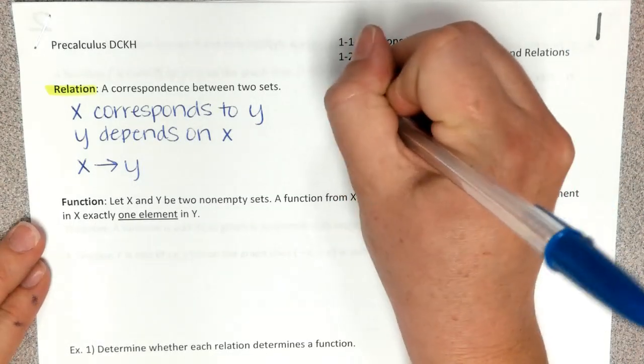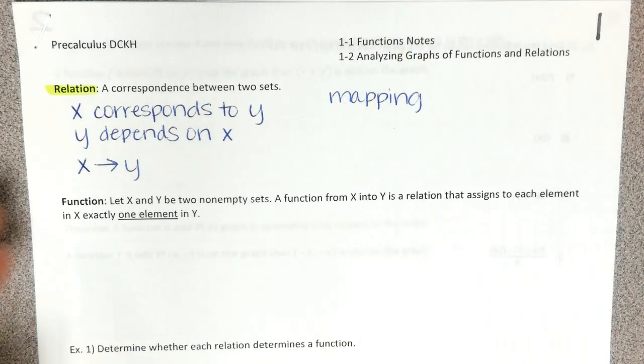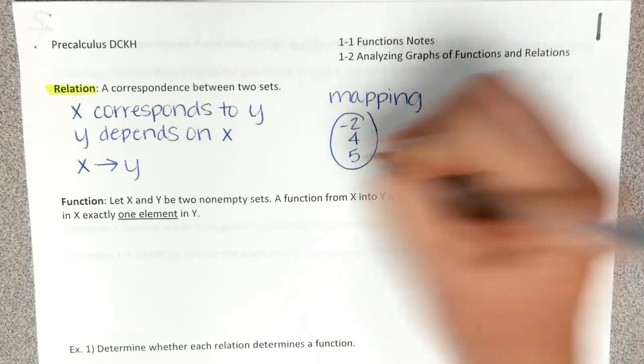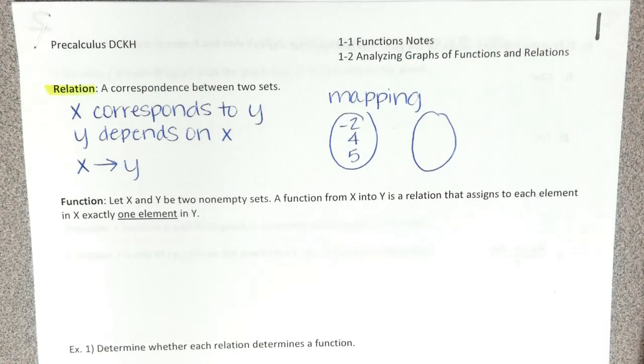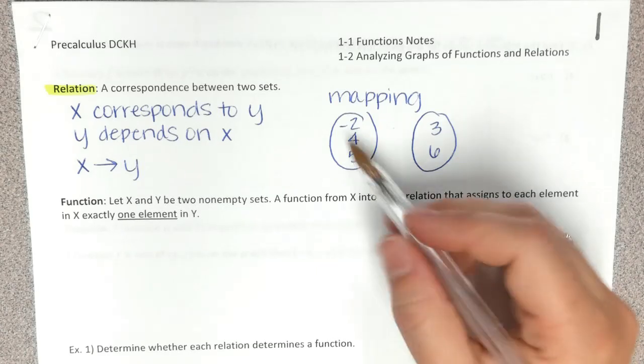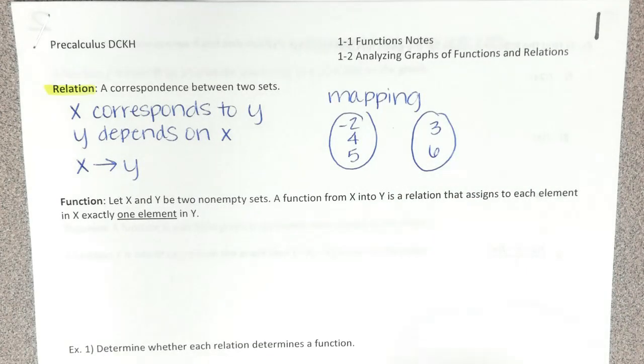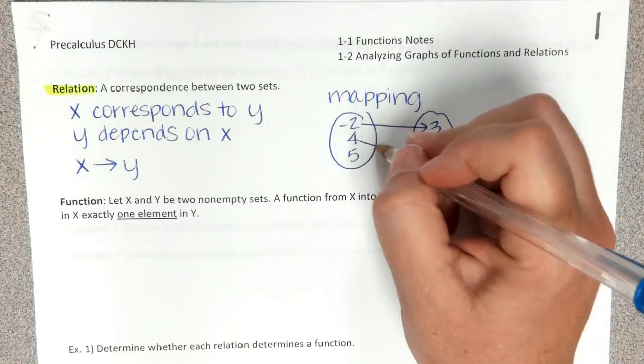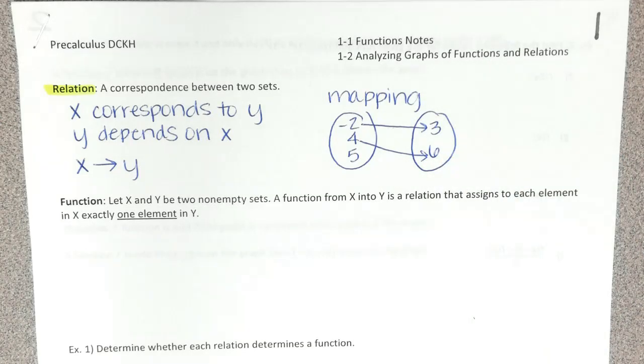So what's a mapping? Let's draw a mapping. Mapping is where you use arrows and you correspond elements from one set to elements of another set. So let's say we have this set with -2 and 4 and 5 in it. And then we have this different set with elements of 3 and 6 in it. So the mapping is saying, what does -2 correspond to? I want everything on this left set to correspond to something on the right set. So for example, let's say -2 corresponds to 3. Let's say 4 corresponds to 6. And let's say that 5 also corresponds to 6.